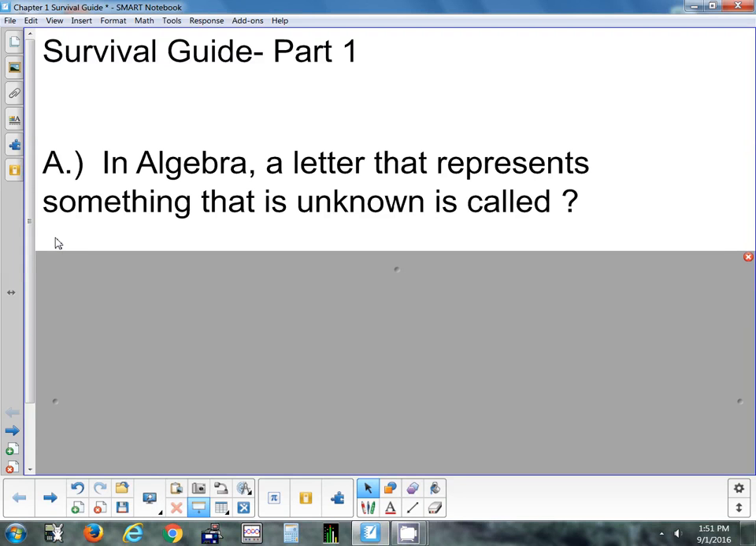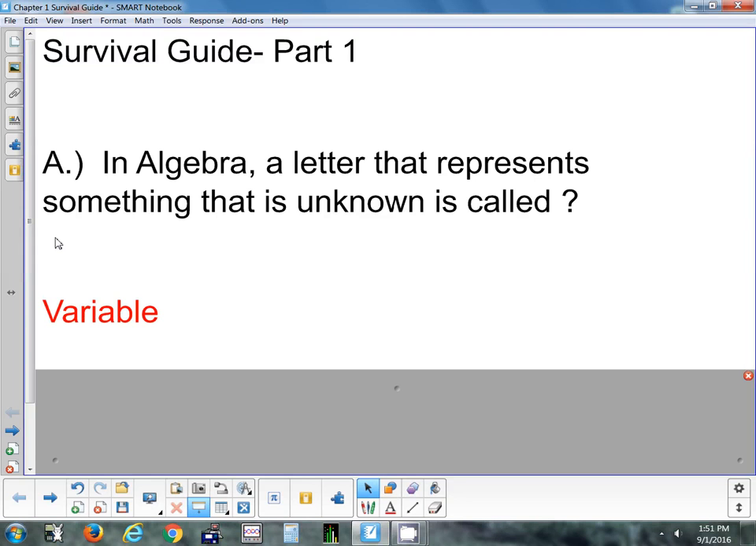All right, so in algebra, a lot of times we use letters for things. Does anybody know, in algebra, when we have a letter that represents something we don't know, what we call it? Yeah, Aiden. Variable. Yeah, that's a variable. So what's in red, that's going to be the answer to one of your homework problems tonight. In algebra, a letter that represents something that we don't know is called a variable.